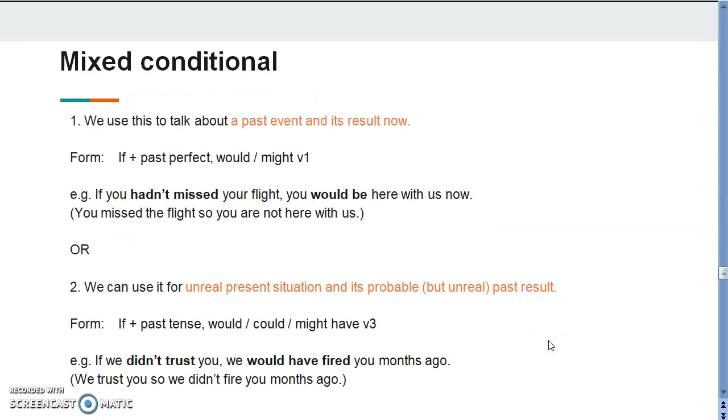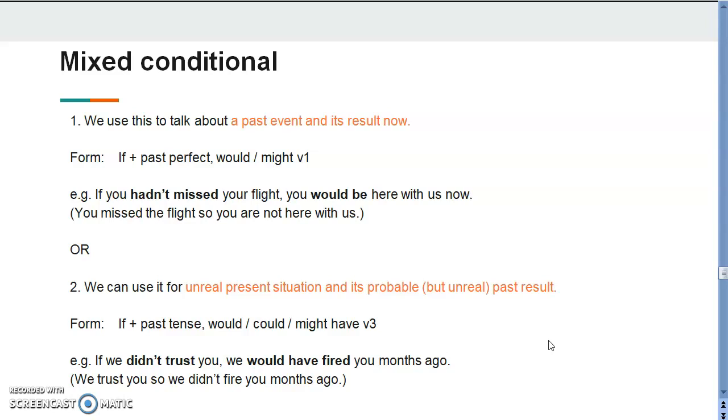So let's go on with mixed conditionals. Here we have 2 alternatives. So let's start with the first one. We use this first one to talk about the past event and this event's result at the moment. So how do we do it? To talk about the past event, in the first part, after if, we use past perfect. So you have to think, we mixed here third conditional and second conditional. So in the second part, we use only would or might with verb 1.